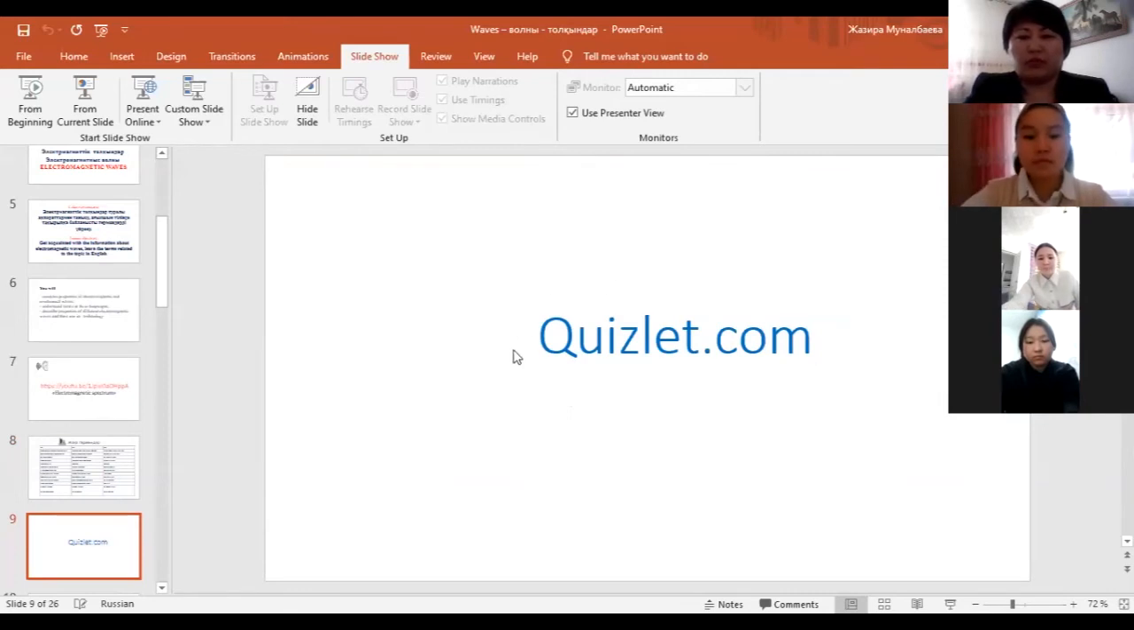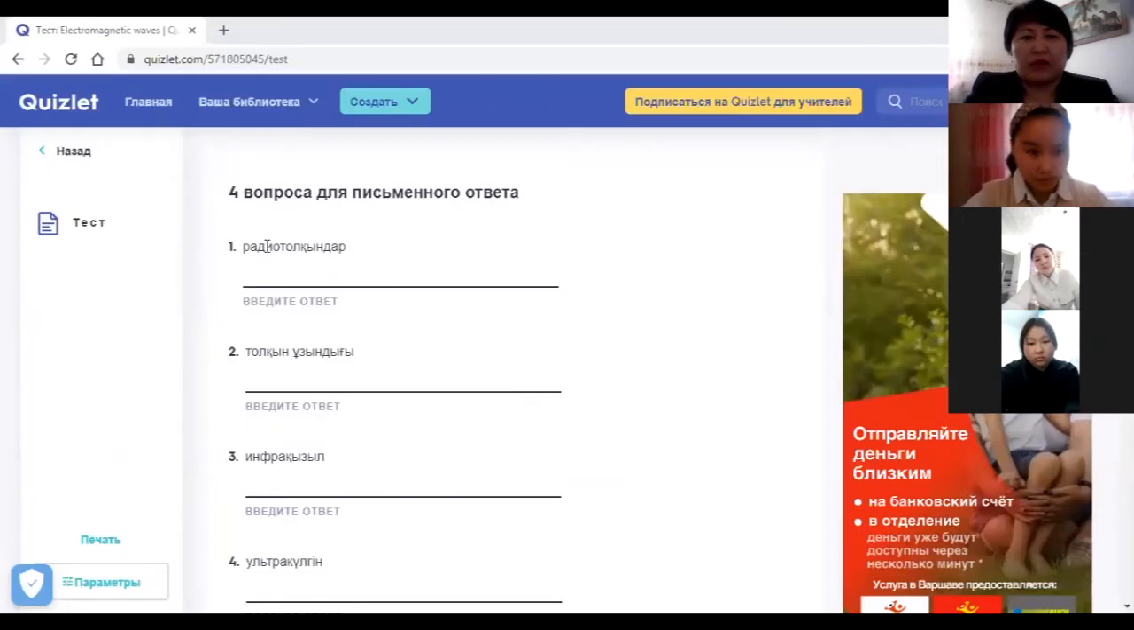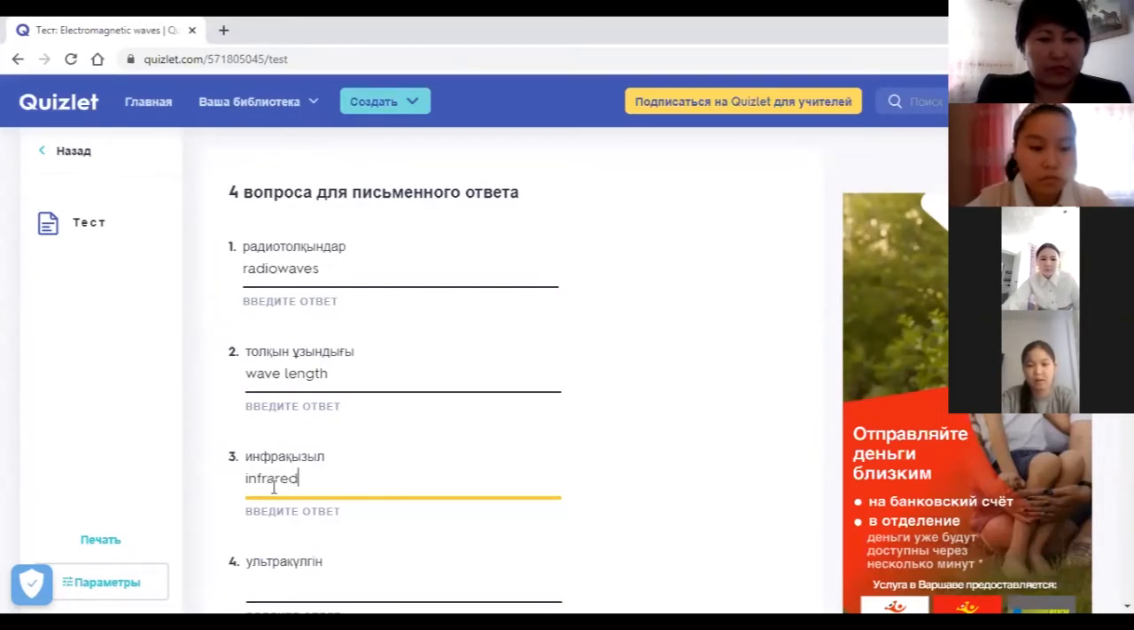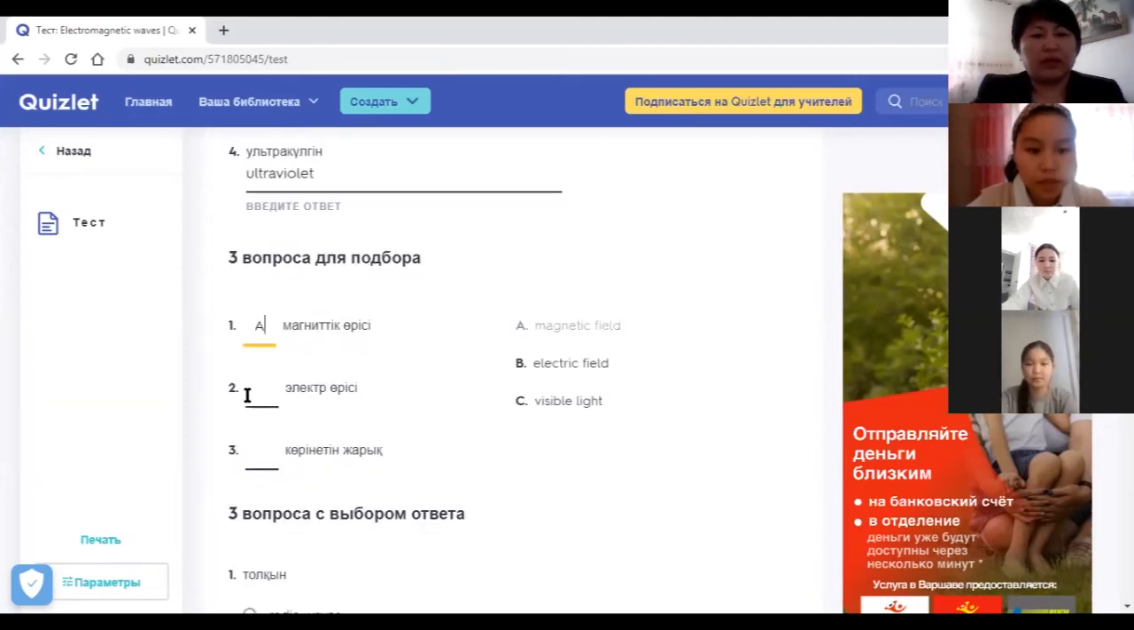We need to use the platform Quizlet.com and perform tasks. Radio waves. Good. Next. Wavelength. Light. Infrared. Infrared. Ultraviolet. Electric field.